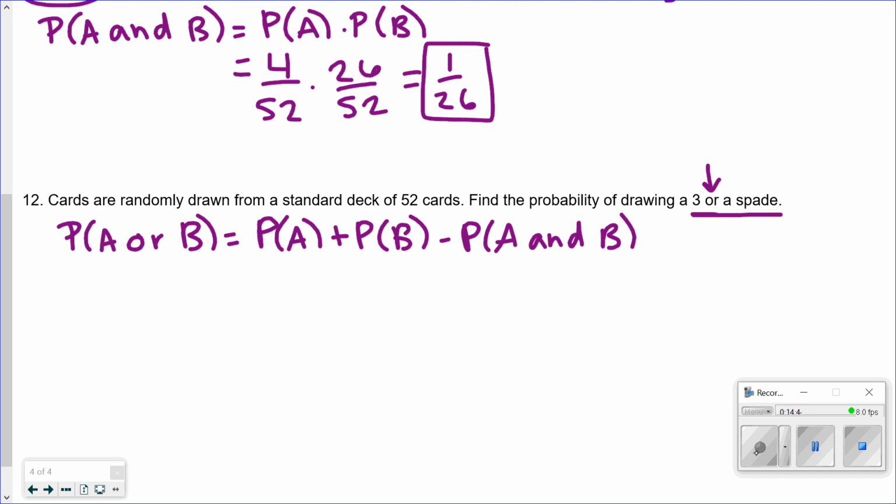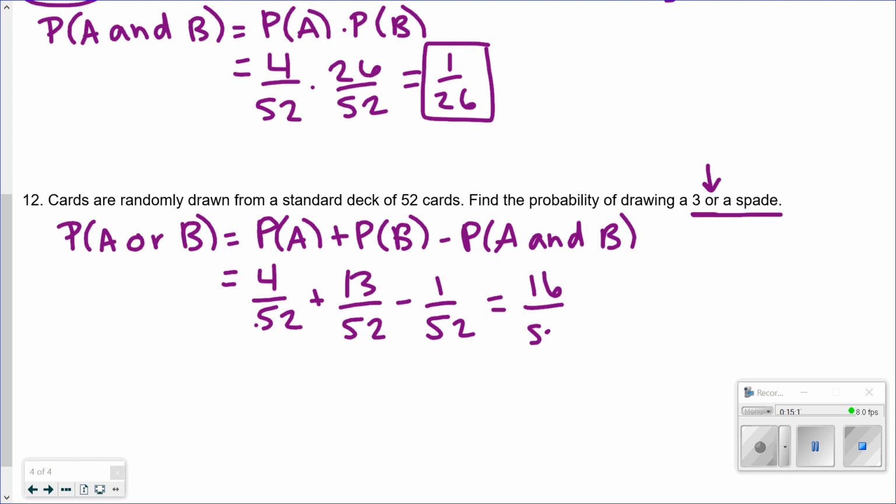this equation here, that the probability of A or B is equal to the probability of A plus the probability of B minus the probability of A and B. So event A would be drawing a 3, and there are 4 3s in a deck, plus the probability of drawing a spade, and we know there are 13 spades in a deck, minus the combination, well, there's only one 3 of spades, so 1 out of 52. And then when we plug that into our calculators, we get 16 over 52, which does simplify to 4 over 13.